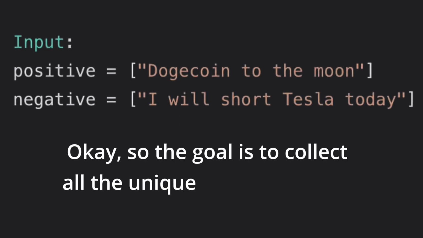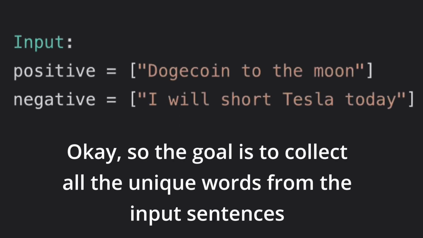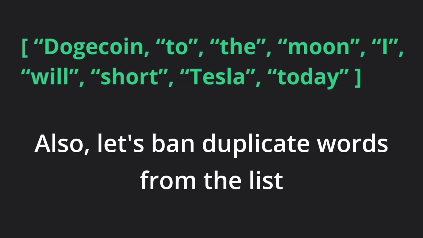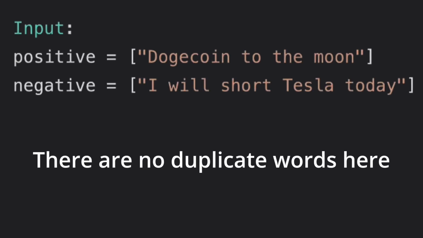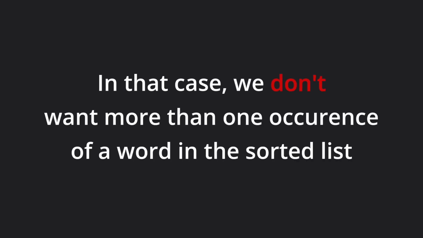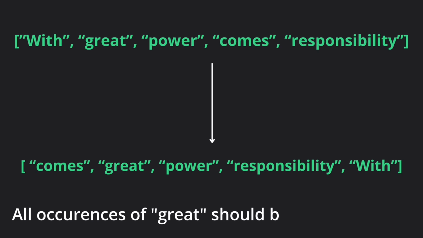Okay, so the goal is to get all the unique words from the input sentences into a single list. Also, we don't want any duplicate words in this list. Here's why. In the example test case we looked at, there were no duplicate words, but the same word can definitely come up more than once when training a model on a large dataset. In that case, we don't want the duplicates of the word to show up in the sorted list, since all occurrences of that word should have the same index mapping.